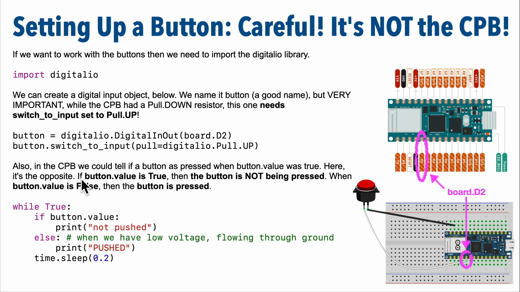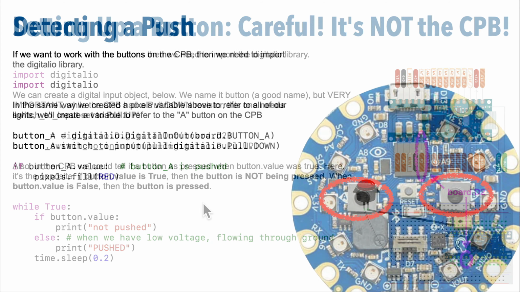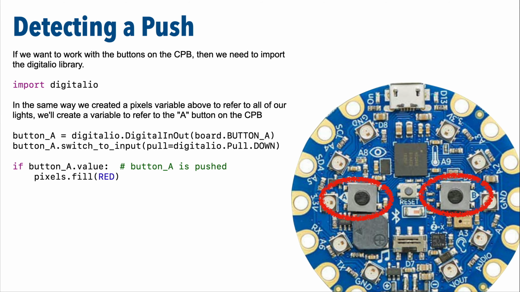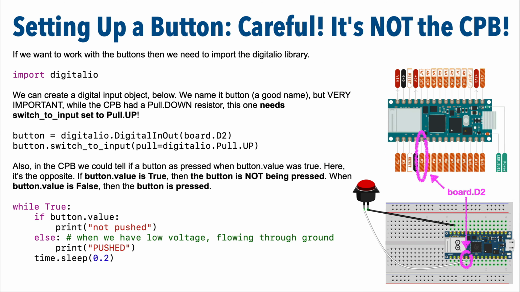Now here's our test code, and another thing to note. On the CPB, we knew a button was being pushed when the button's value property was true. But for buttons wired up this way with the ground and digital input pin, when the button is pressed, the value property will be false. I know that seems kind of backwards. Why is this the case?